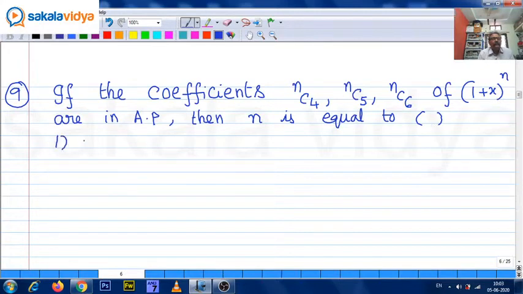First option 12, second option 11, third option is 7, fourth option is 8. I will explain later, Kaushik. Right, nC4, nC5, nC6 are in arithmetic progression, then n is equal to, okay, today I will do in another way.